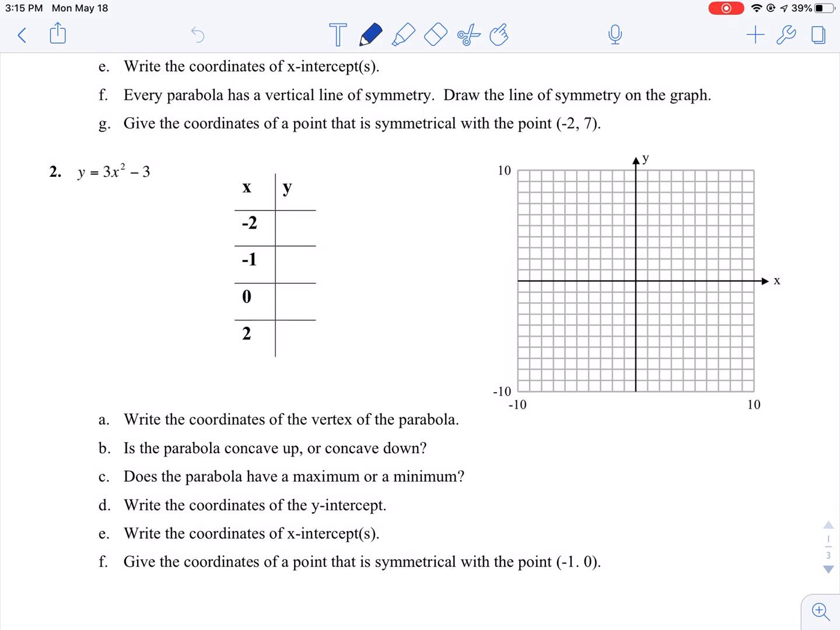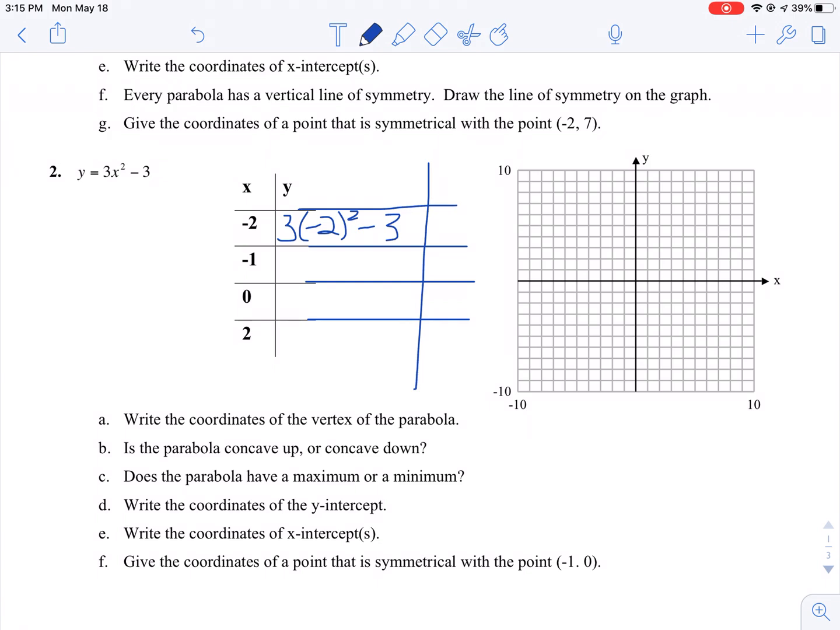For the first one, number 2, they want you to write the coordinates of the vertex of the parabola. So let's fill in the table first. If we put a negative 2 in here for x, we could extend these out and just do the work in here. So we'd have 3 times negative 2 squared minus 3.